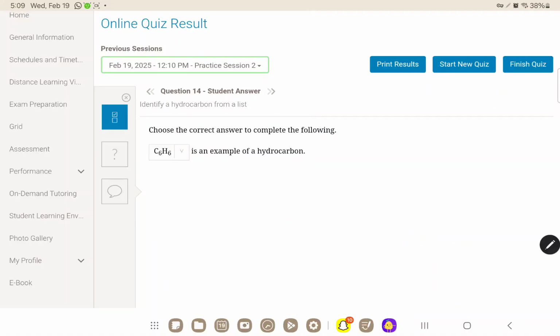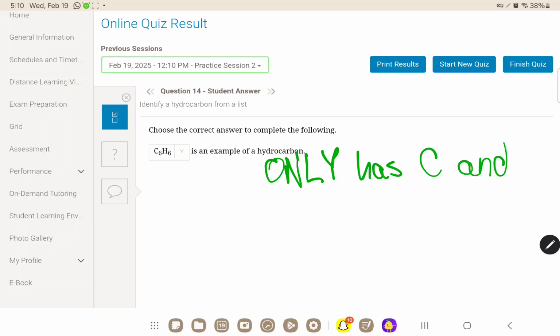Now, let's move on. Which of the following is a hydrocarbon? In this list, they gave you a lot of options with C and H, but they gave you OH and some things with other elements. For a hydrocarbon, it only has C and H. Only.